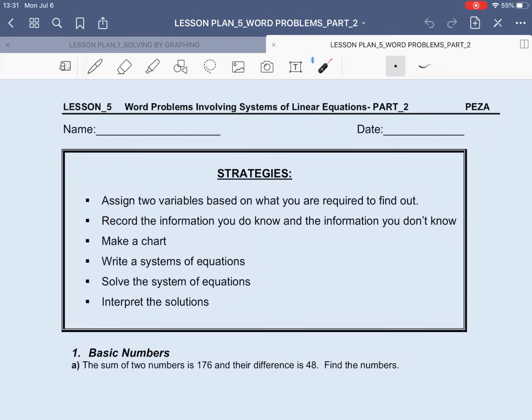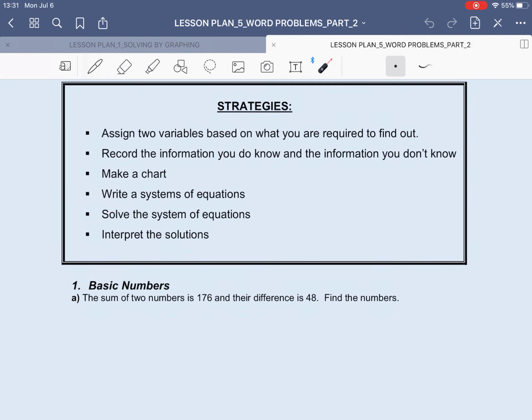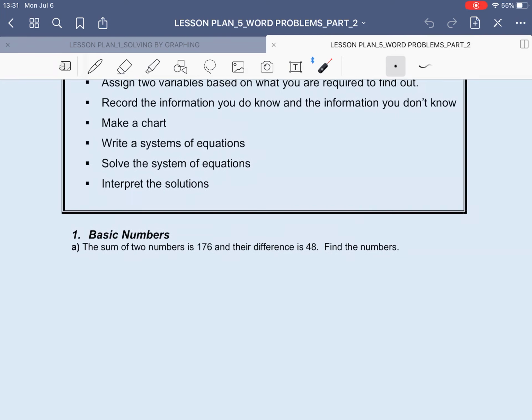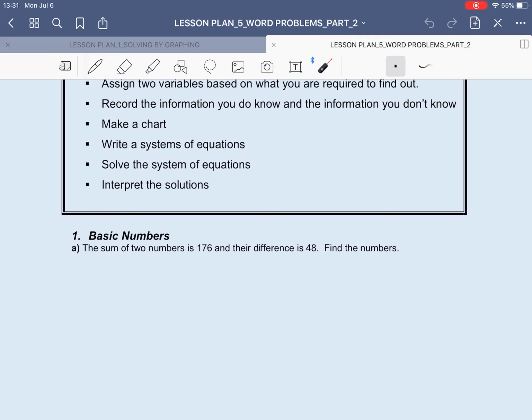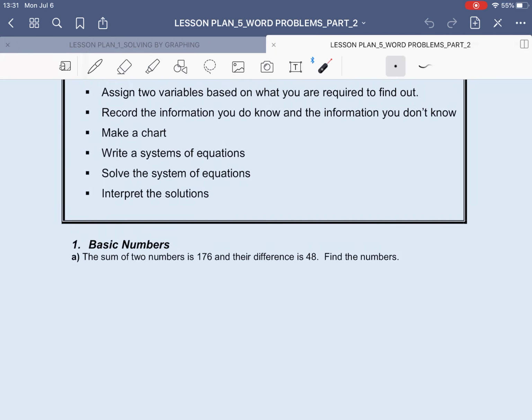Hello everyone, in today's lesson we are going to take a look at some applications of systems of linear equations. As always, I listed the strategies that we can follow to solve such problems, and I would like to go over the strategies as we solve a problem. There are two groups of questions we're going to talk about today: word problems with basic numbers and word problems with money. Don't worry, I'll give you an opportunity to practice on your own as I go over the lesson.